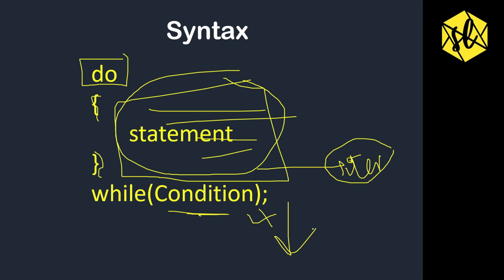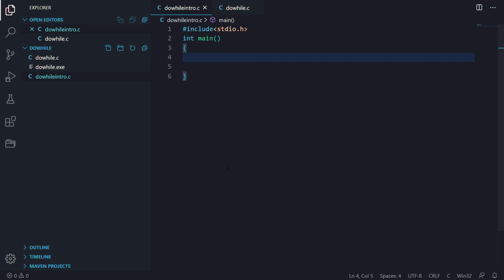Now let us move to VS Code and understand a few programming examples, so that we can clear our mind on how do while works. Also, we will compare while and do while in the same program, and see the basic difference between them. So here we are back to our VS Code, and now we will be programming the do while examples.